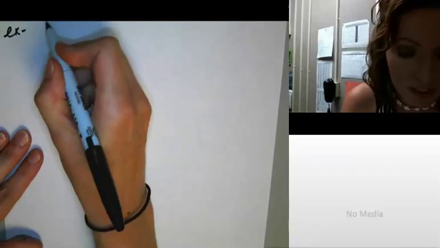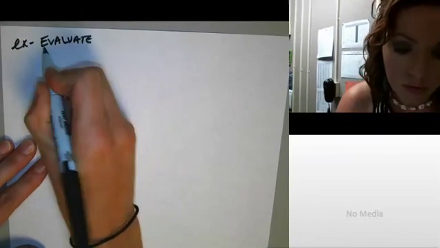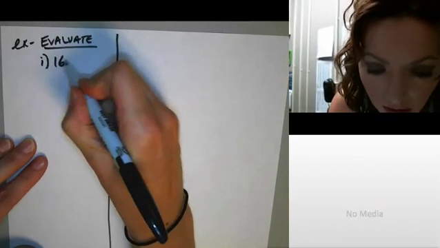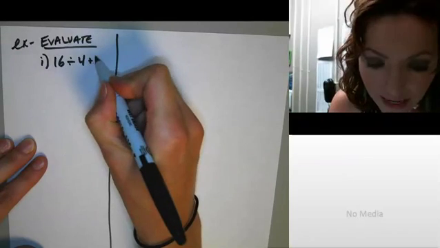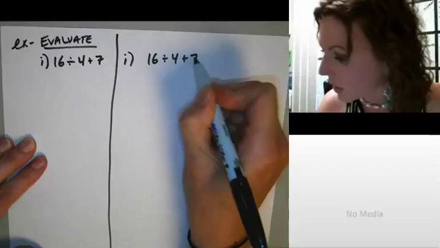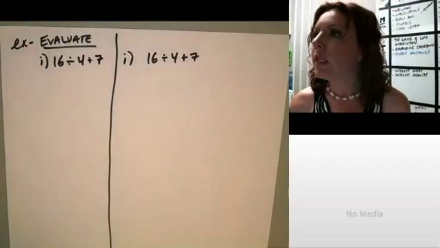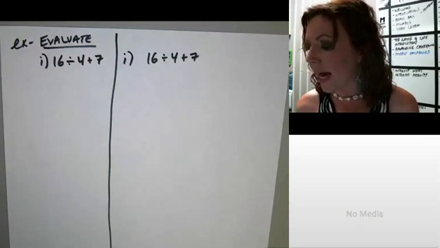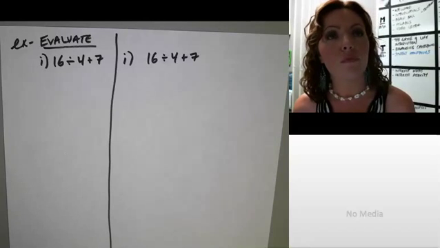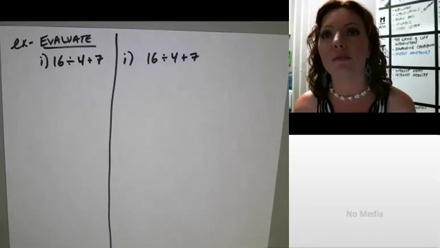More evaluating of things. All right. So we have 16 divided by 4 plus 7. Everybody evaluate that right now on your paper. See what you come up with. 16 divided by 4 plus 7. Raise your hand when you have an answer.